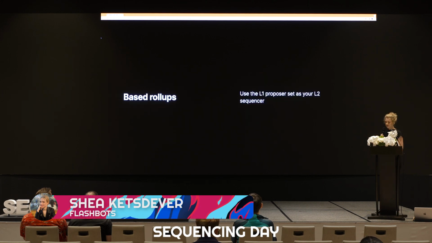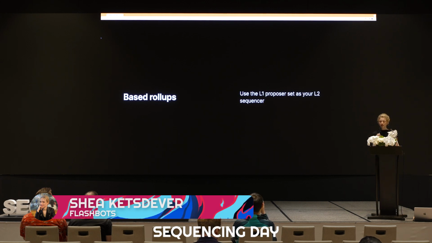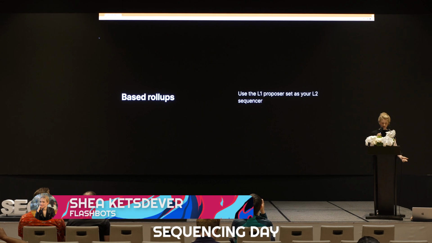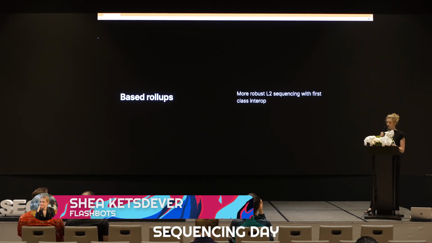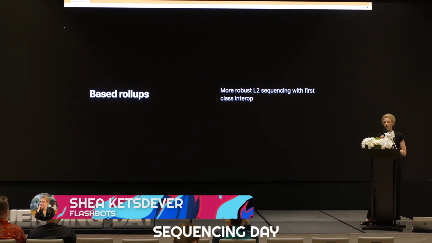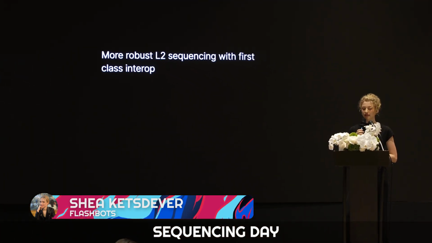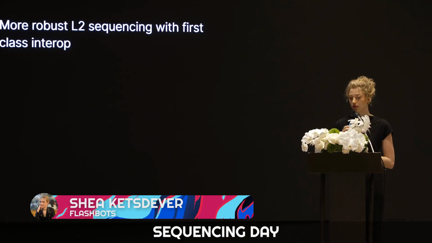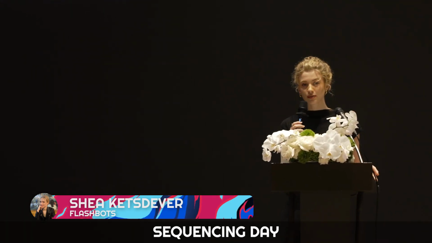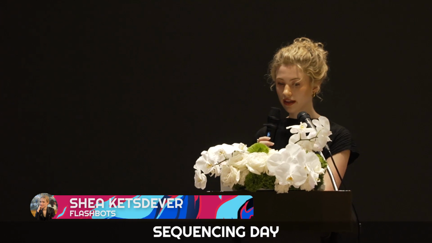So, as you all know, a major proposal for making rollups more robust and composable is called based rollups, where the L2 uses the L1 proposer set to sequence their L2 blocks. And this has a bunch of advantages, obviously, over centralized sequencers. The L1 controls their sequencing, which means that rollups inherit things like liveness and resilience of the L1. It also turns the L1 into a shared sequencer, which is really great for interop and things like that.